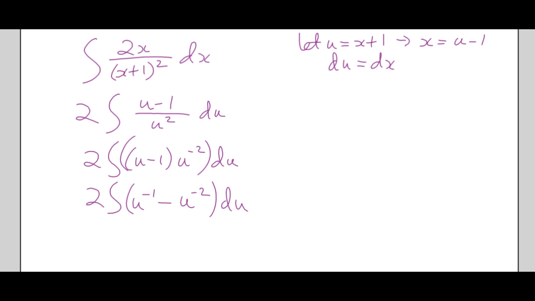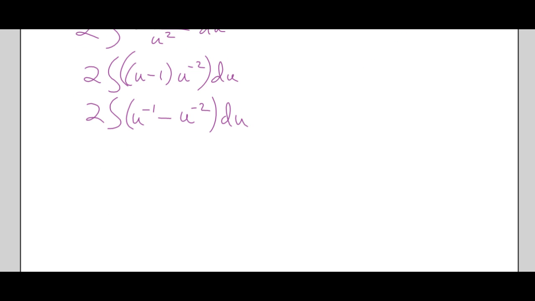And now it's time to integrate. So u to the negative 1, log of the absolute value of u. Because u to the negative 1 is just 1 over u, right? So the integral is ln absolute value u. U to the negative 2.